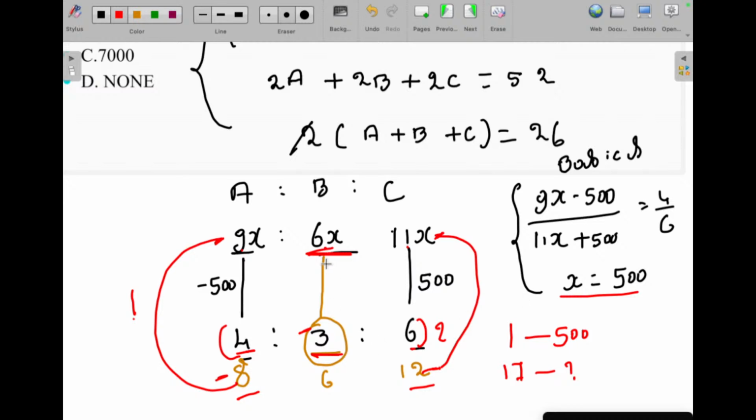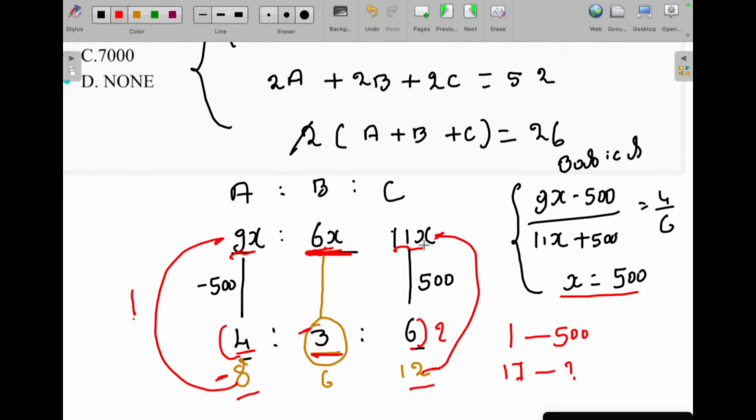This part, see what the concept name is. For example, observe here. I gave 6 rupees to B. Forget about maths. I gave 6 rupees to B, 9 rupees to A, and 11 rupees to C.